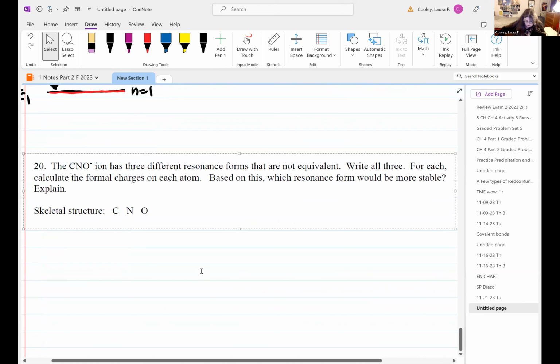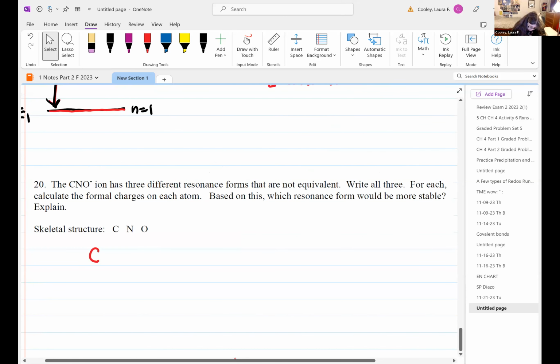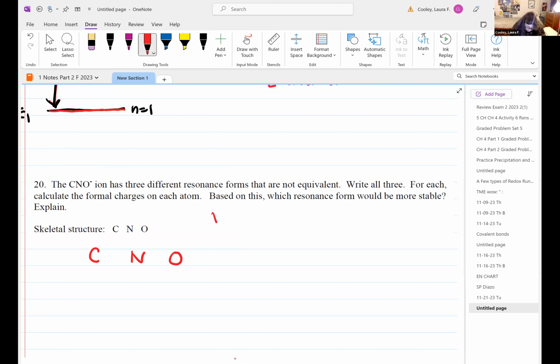So how would you start going about this? We have CNO. And we have how many valence electrons? 4, 5, and 6. That's right. So that's, oh, sorry, but it's an ion. Plus 1 because it has an extra negative charge.